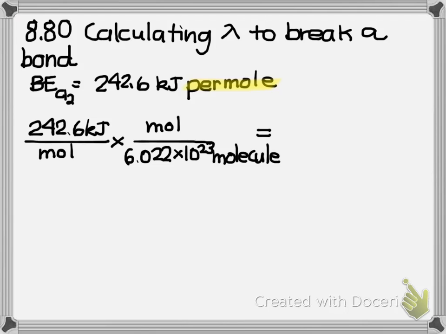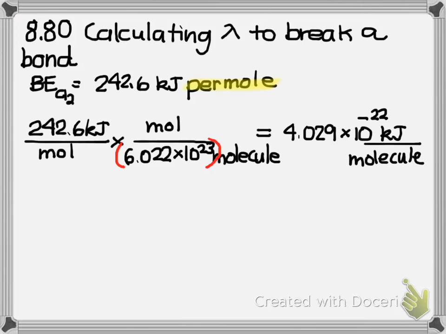So I'm going to divide 242.6 kilojoules by Avogadro's number. Now, one thing I want to draw to your attention, some of you, the way you enter the exponential notation into your calculators, you may find you don't get the right answer unless you put a parenthesis around the entire formula. So dividing this number, I get 4.029 times 10 to the negative 22 kilojoules per molecule.